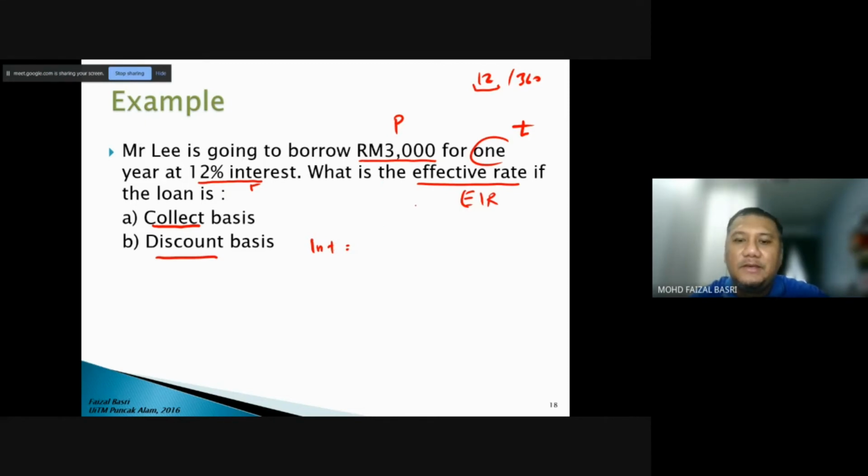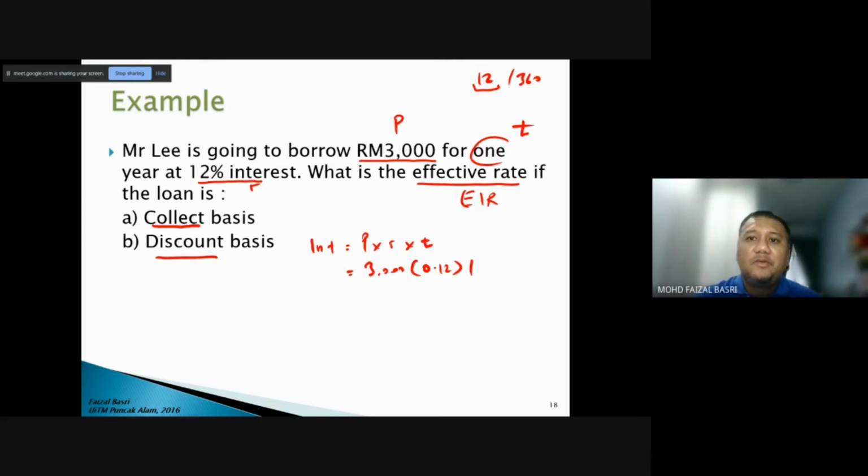So the interest would be principal P times R times T. Principal times the interest rate times the time or the term. The principal in this case is 3,000 ringgit. They borrow 3,000 ringgit. The rate is 12%. For how long? Remember, the T here represents number of years. So if it's 1 year, you just put 1. If 2 years, you put 2.